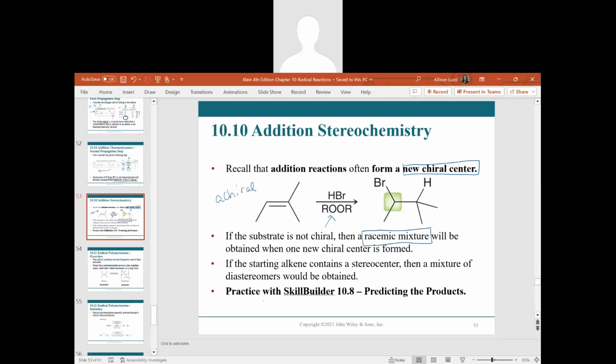If we started with a stereocenter in our substrate, then we would end up with not a racemic mixture, but we would get diastereomers. So a mixture of sites that could end up with this bromination. So we could have multiple chiral centers if we already have a stereocenter with our starting material.